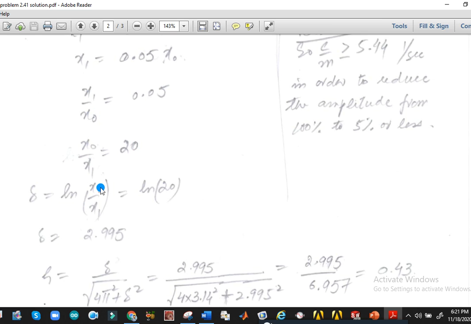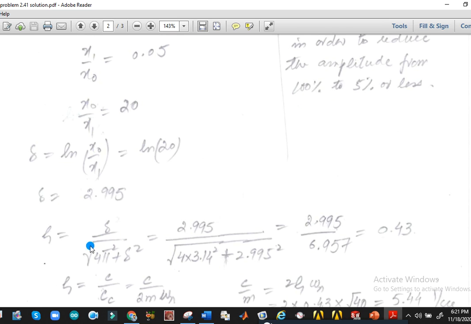So taking its natural log, we have logarithmic decrement equal to 2.95, and this is the expression for zeta. Zeta is equal to logarithmic decrement divided by square root of 4 pi square plus logarithmic decrement square. We know the logarithmic decrement square value. Finally we have the damping ratio, that is equal to 0.43, and it is the underdamped case.